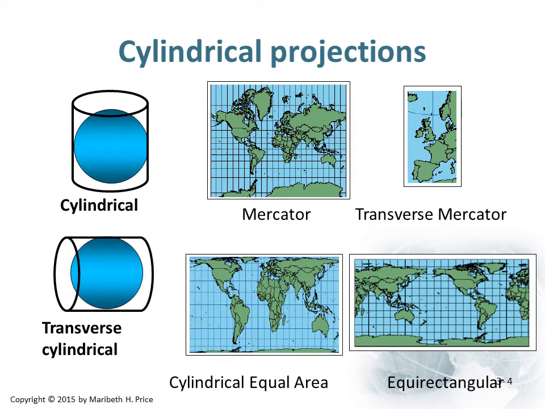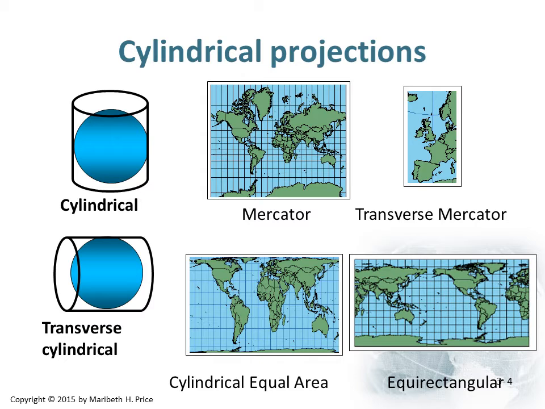So let's look at some of the cylindrical stuff. Cylindrical projections come in one and two sort of orientations: cylindrical or transverse cylindrical. Cylindrical is up and down, transverse is sideways. The most famous cylindrical projection ever is Mercator. It's been around since the 1500s, and it was really good at preserving direction, and we'll talk more about that later.